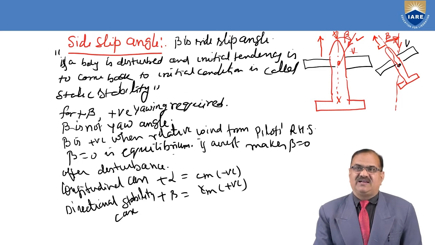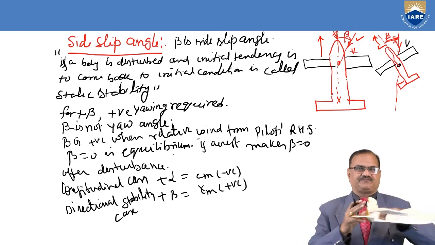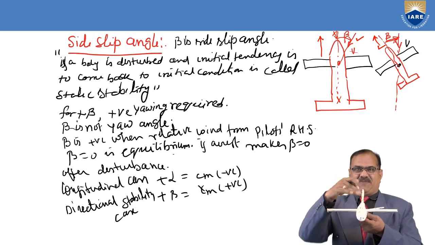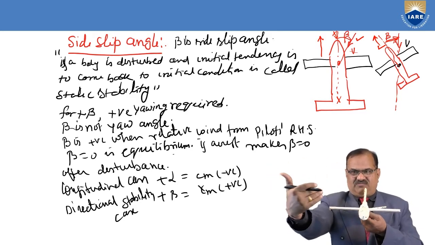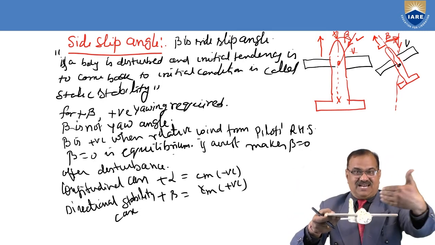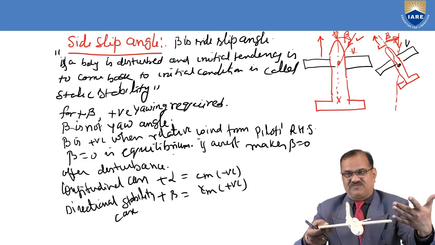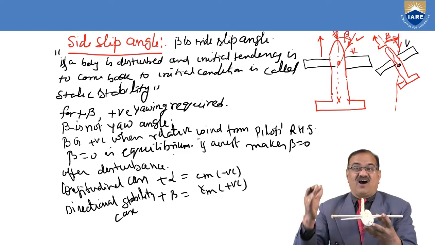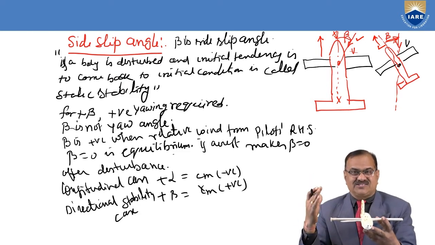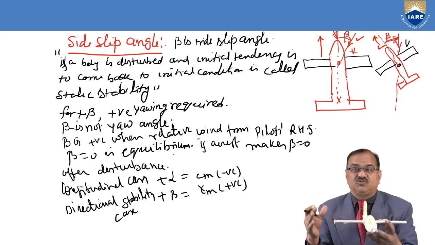For the positive beta, here I have shown the positive beta. If the wind is coming from the right side of the pilot, if the aircraft is flying like this, I am the pilot here, and the wind is coming from this direction, we can say that this is the positive beta. And if it is coming from the left direction, then this is a negative beta. So we have to understand that for a positive side slip angle beta, a positive yawing moment is required. So for the positive beta, we need a positive yawing moment.